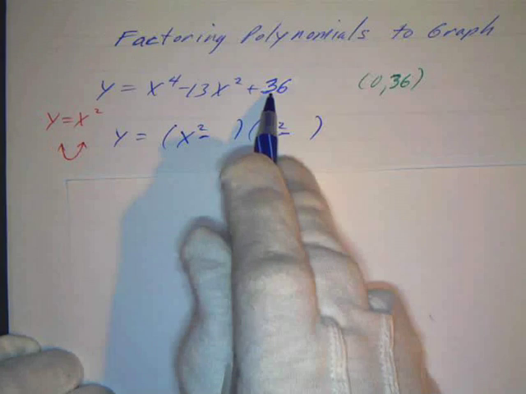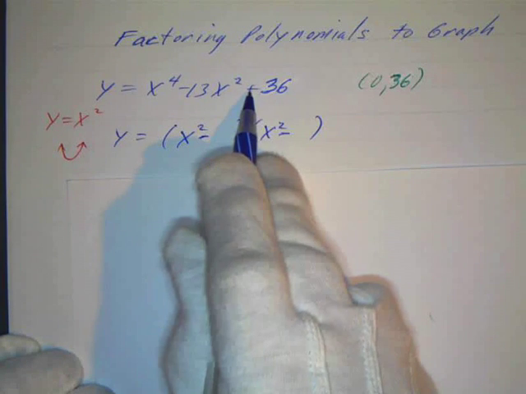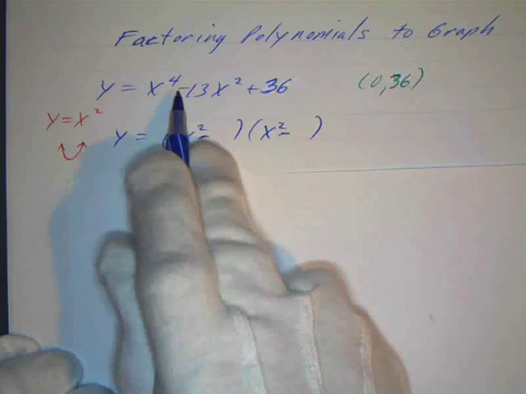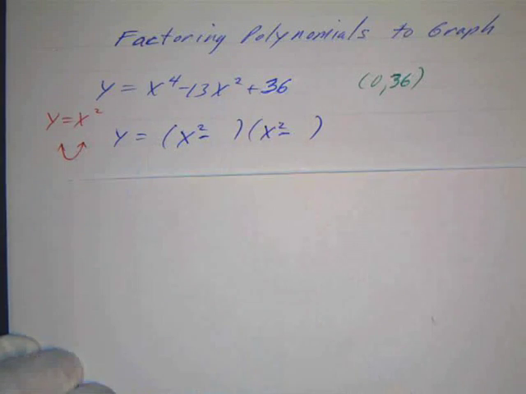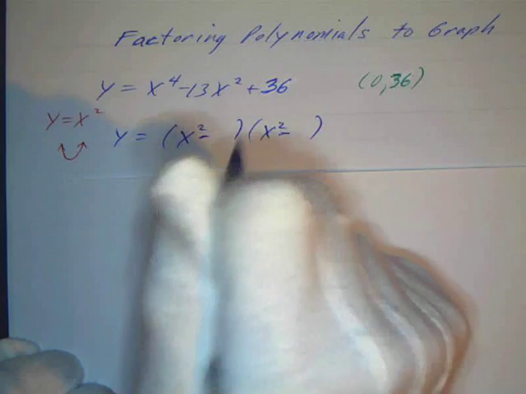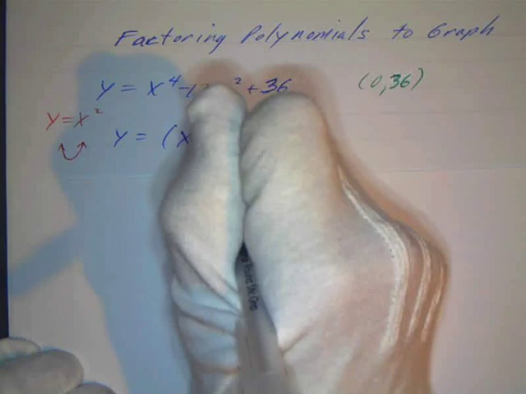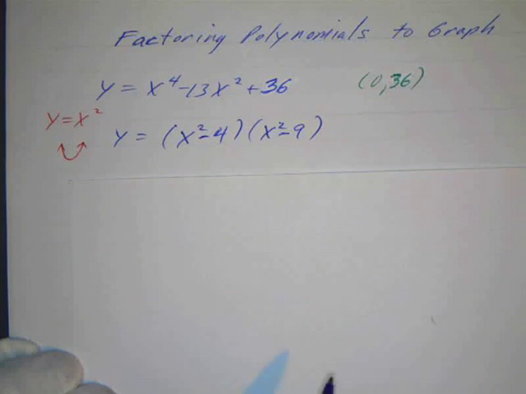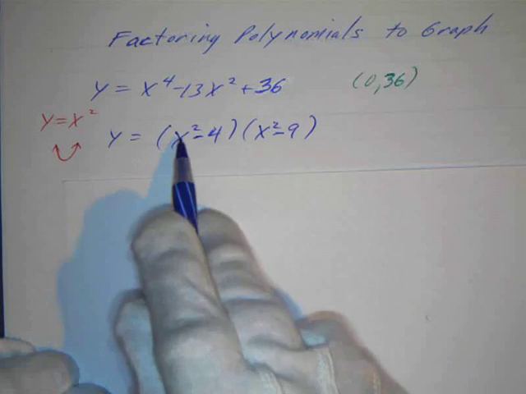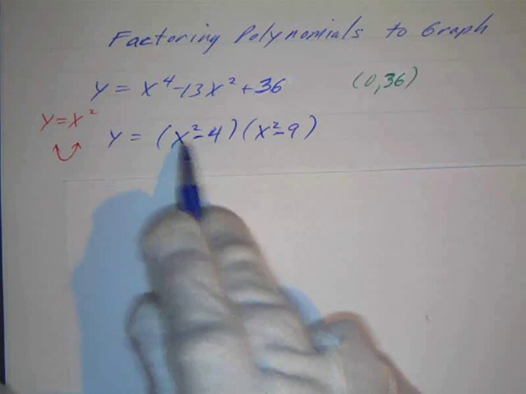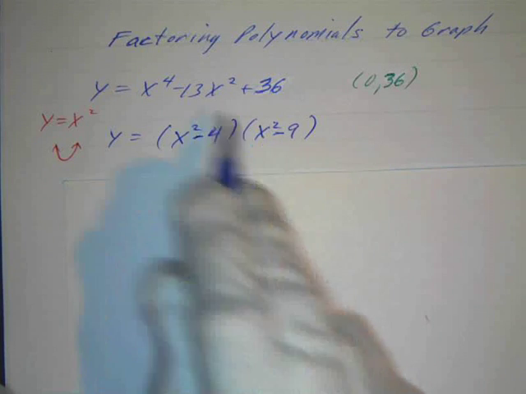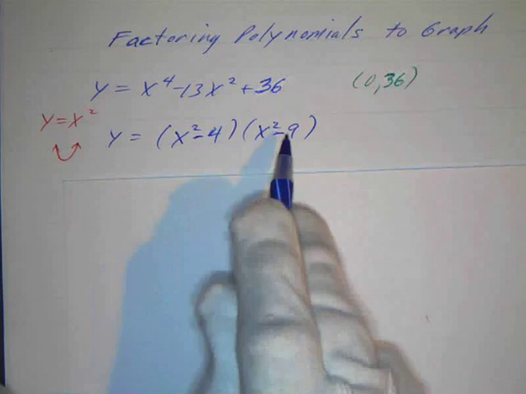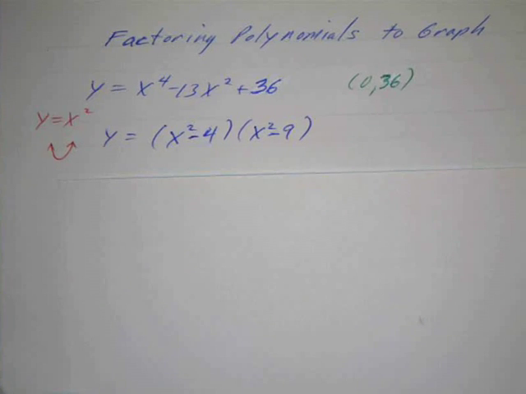So we need two numbers that multiply to give 36. Now remember, since this sign is positive, the signs are the same, and this sign tells me what they are, so they're both negative. We need numbers that multiply to give 36 and sum to 13. And it looks like that would be 4 times 9, which is 36, so that's going to work. Now just check this by FOILing out. X squared times x squared is x to the fourth. Negative 9x squared and negative 4x squared is negative 13x squared. And negative 4 times negative 9 is positive 36, so it does work.